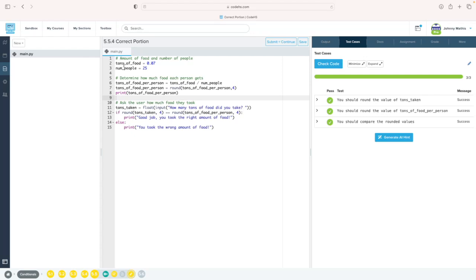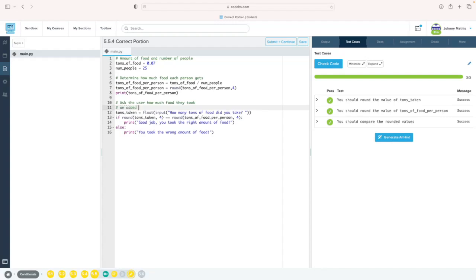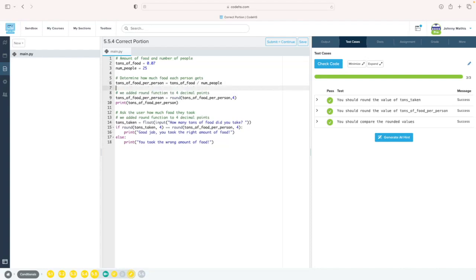We already have it commented out. We added the round function to 4 decimal points, and we could do the same thing here. All right, good job, everybody. If you have any questions, please ask.